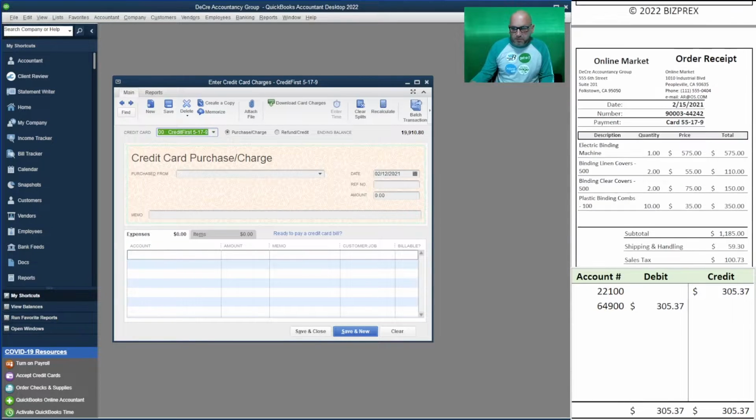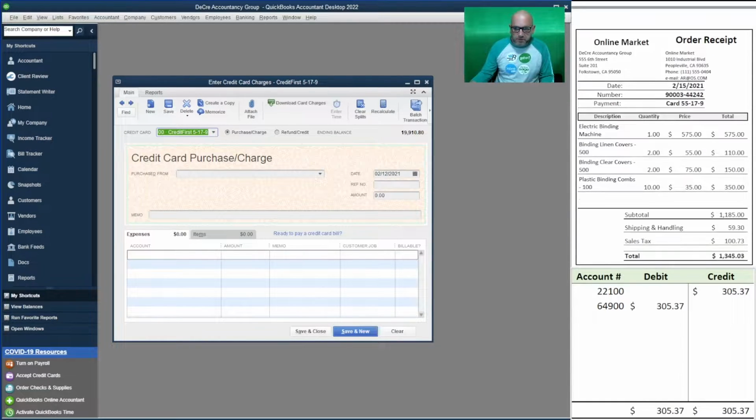All right, next one is an electric binding machine, binding linen covers, clear covers, and so on and so forth. So now here we have two things. We have office supplies, and we have something that would serve a little bit longer than a year, something that's not disposable. So we might want to capitalize the electric binding machine here under equipment.